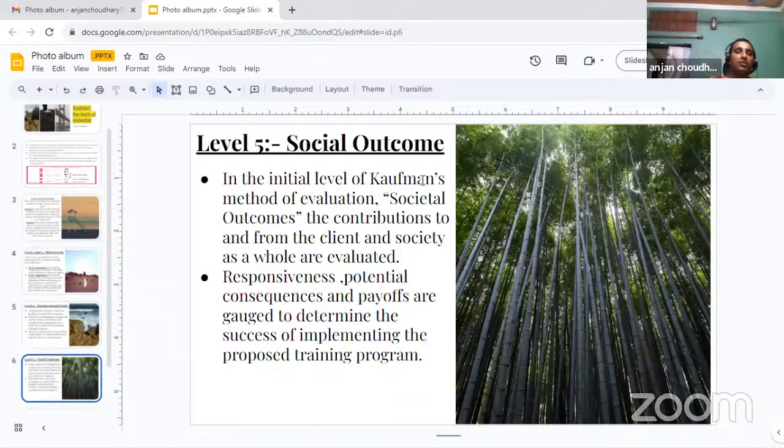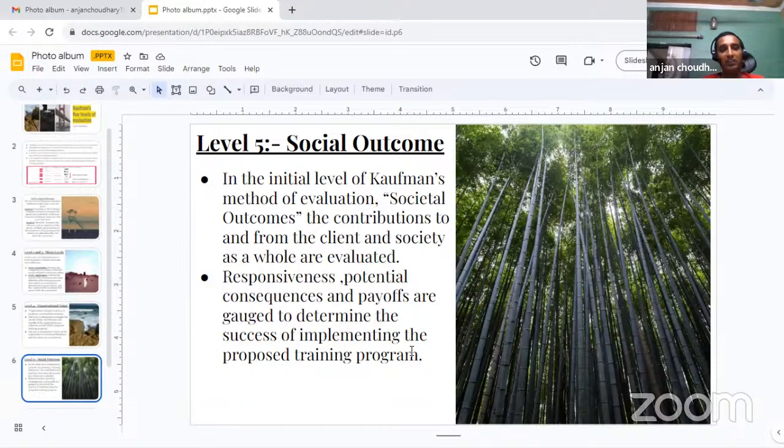And level 5 is social outcome. In this final level of Kaufman's method of evaluation, societal outcomes, the contribution to and from the client and society as a whole are evaluated. Responsiveness, potential, consequences, and payoffs are gauged to determine the success of implementing the proposed training program. So the main thing is the organization thinks about the societal outcomes also.